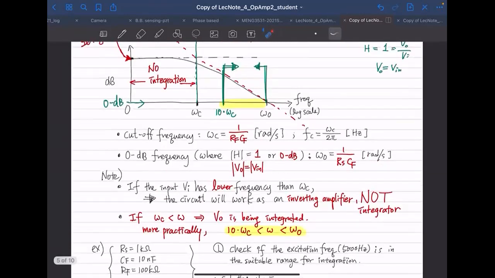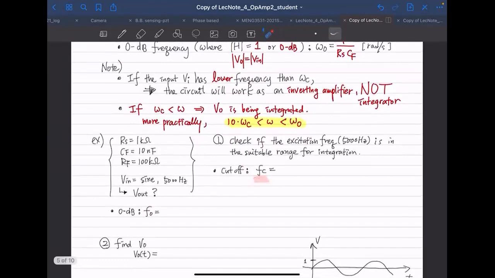In order to find this, we need to find 10 times the cutoff and the 0 dB point. So first, let's find the cutoff. FC is 1 over 2 pi RF CF. If we do the math, RF was 100K, so this is 10 to the third times 100, and CF is 10 nanofarad, so 10 nano is 10 to the negative 9, right? If you plug those in here, we get about 160 hertz.